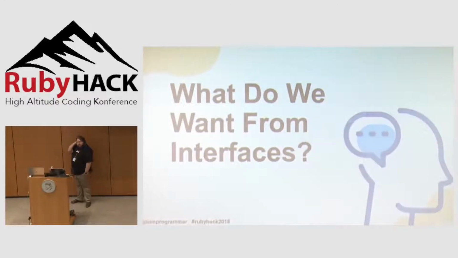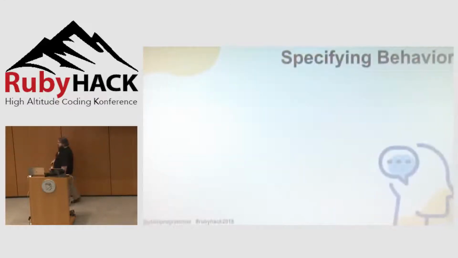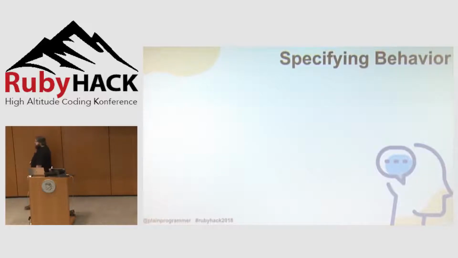So let's examine an example case. Now this is partially lifted from some actual work that I've done at NAV with regards to a service that I've been working on. And with this, we want to define some behavior. We want to specify what it is we're expecting.